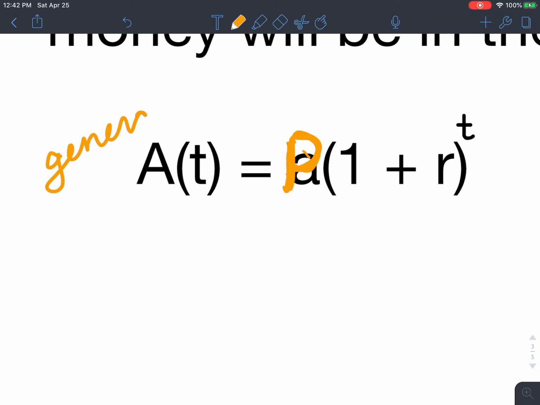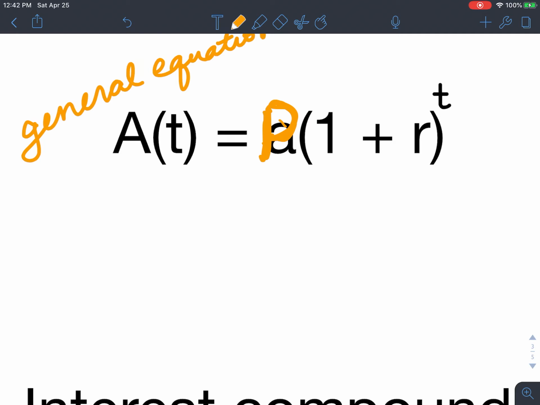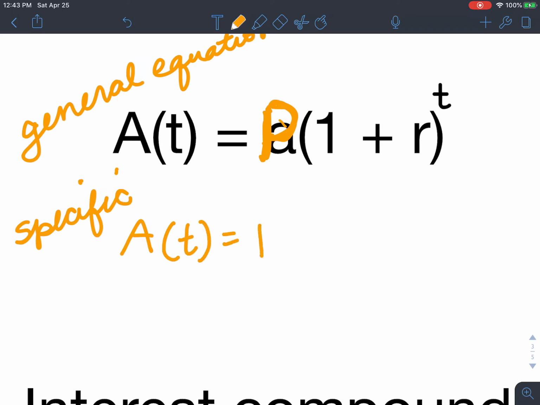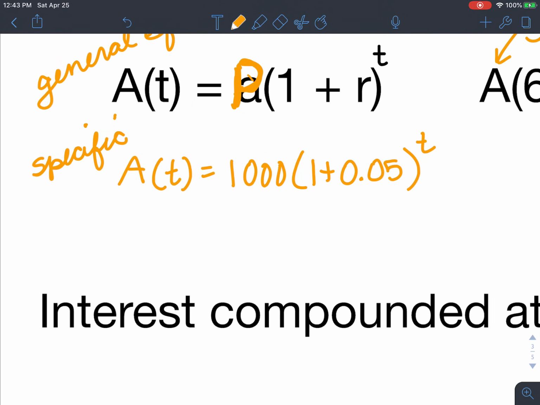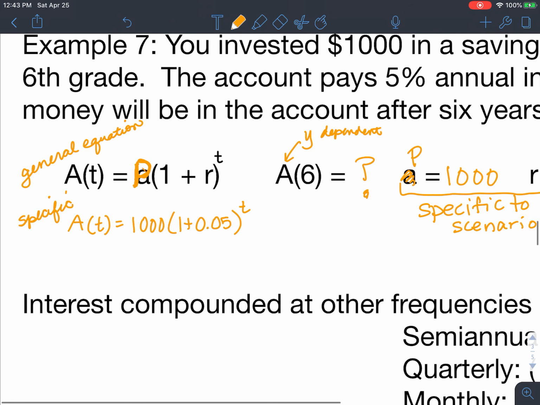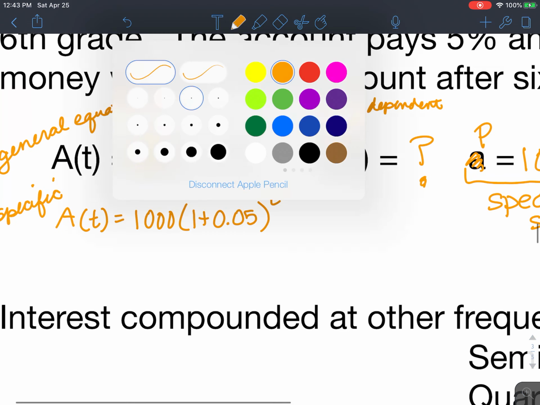So this one here, this is the general equation for an interest question that's compounded annually. Now we're going to write the specific equation for our problem. You remember, this is how we wrote equations when we were talking about variation. Remember, we had the general equation, we had the specific equation. So hopefully that was a good foundation for this. So this is our specific equation for example 7.